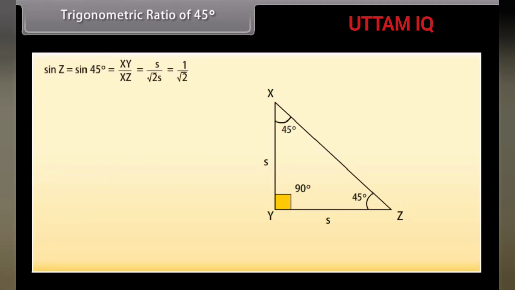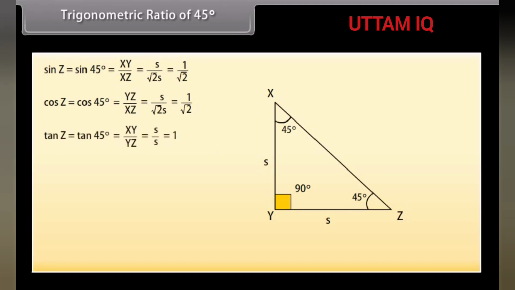Sin Z is equal to sin 45 degree, which equals XY upon XZ, which equals s upon square root 2 s, which is equal to 1 upon square root 2. Cos Z is equal to cos 45 degree, which equals YZ upon XZ is equal to s upon square root 2 s is equal to 1 upon square root 2. Tan Z is equal to tan 45 degree, which equals XY upon YZ, which equals s upon s, which is equal to 1.